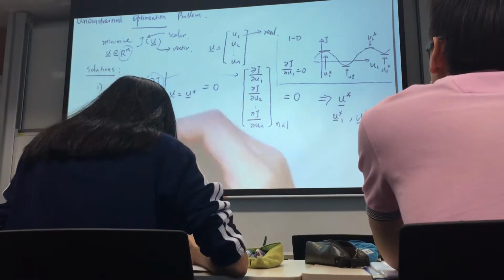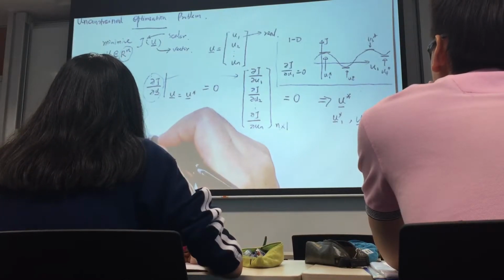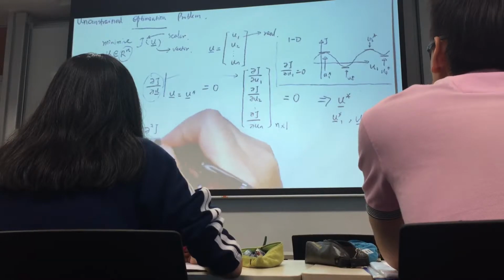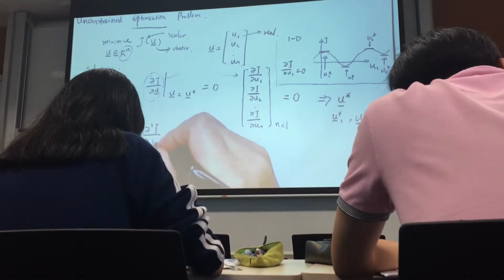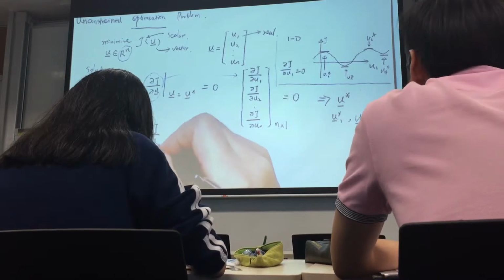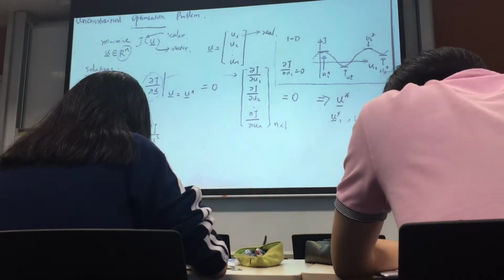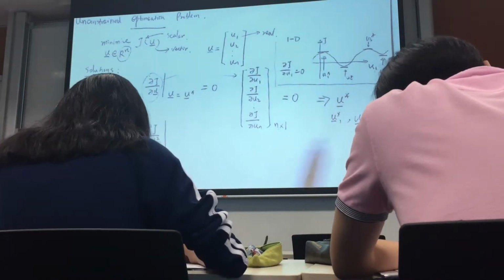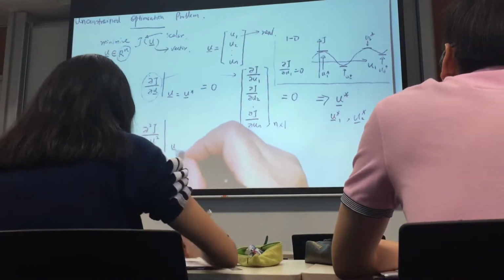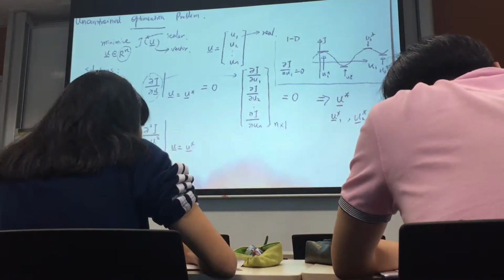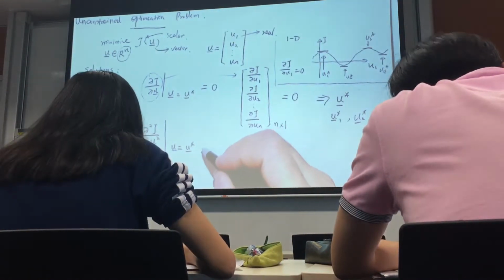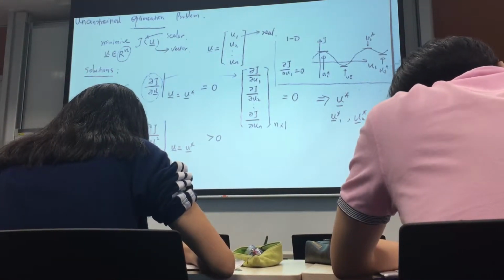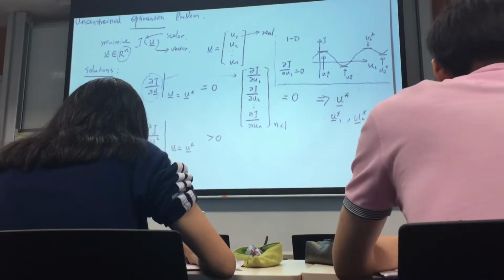The sufficient condition is to evaluate the second derivative, d squared J divided by d u squared, evaluated at this particular point, u equal to u star. This needs to be greater than 0 for minimizing points.